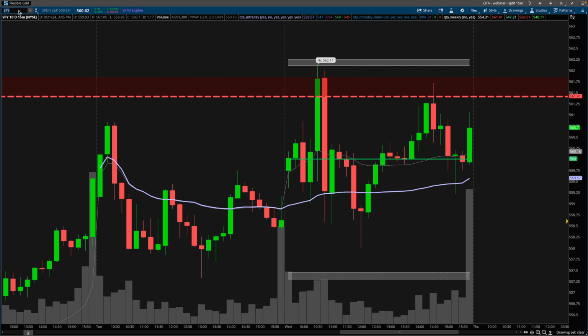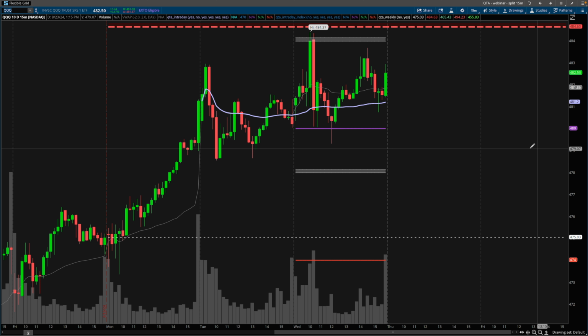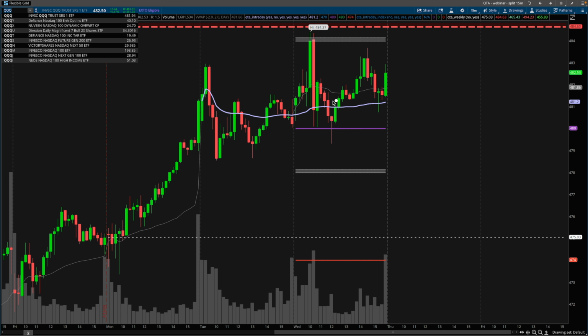If we head over to the Qs, let's see what happened in the NASDAQ here for today. We also rejected right at the intraday script. We ended up bouncing at the absolute gamma strike for the Friday expiration of 480. We can see how price traded around the 2-day anchored VWAP.